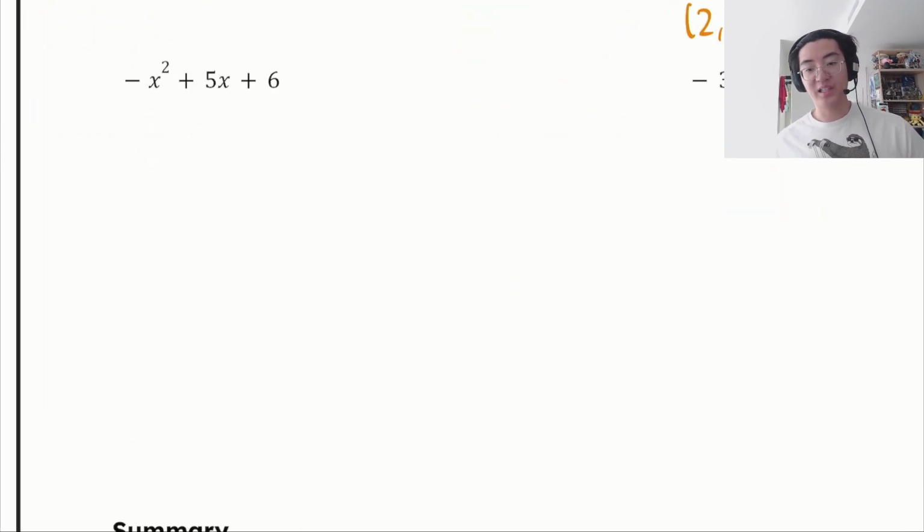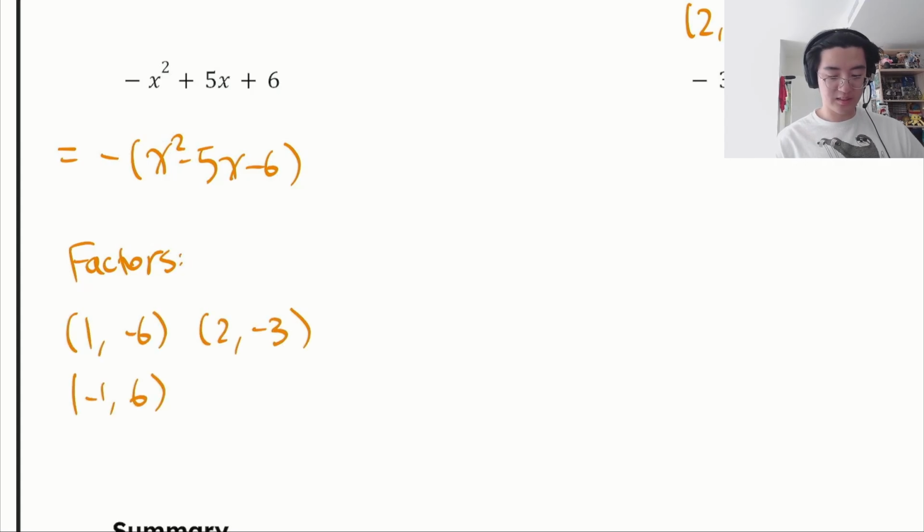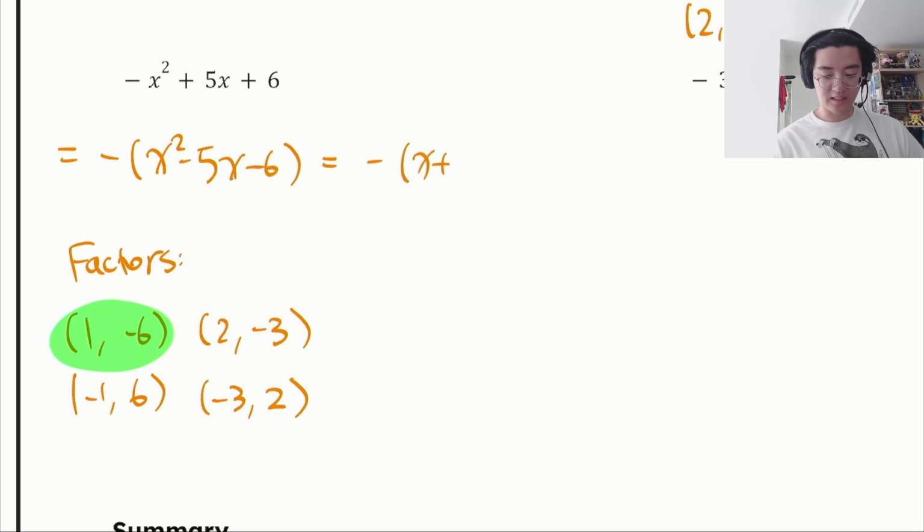Okay, how about here? We got negative number, or negative x squared in the front. Once again, we do not like that. X squared needs to be just by itself, so we can factor out a negative. Okay, so we got 1 and negative 6, negative 1 and 6, 2, negative 3, negative 3, 2. Okay, and then from here, those add up to negative 5. Again, don't forget the negative sign in front that we factored out.